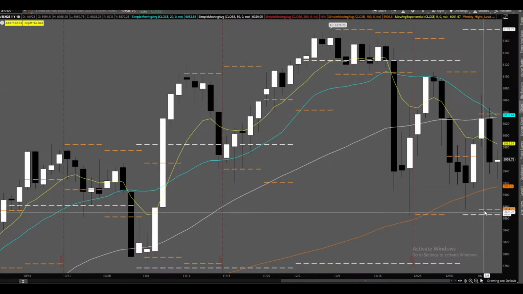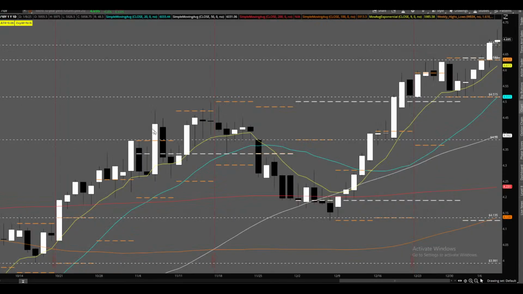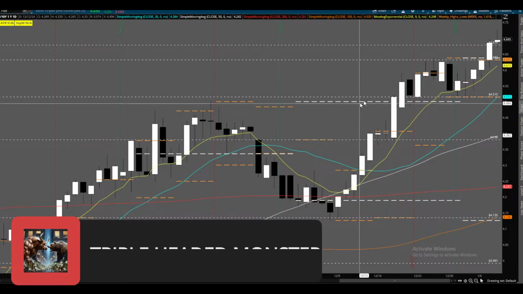I would say probably 58.66 is a level to be watching. Now, moving on. We're going to look at the triple head monster. That's your bond market, your dollar, your VIX. Let's look at it together.